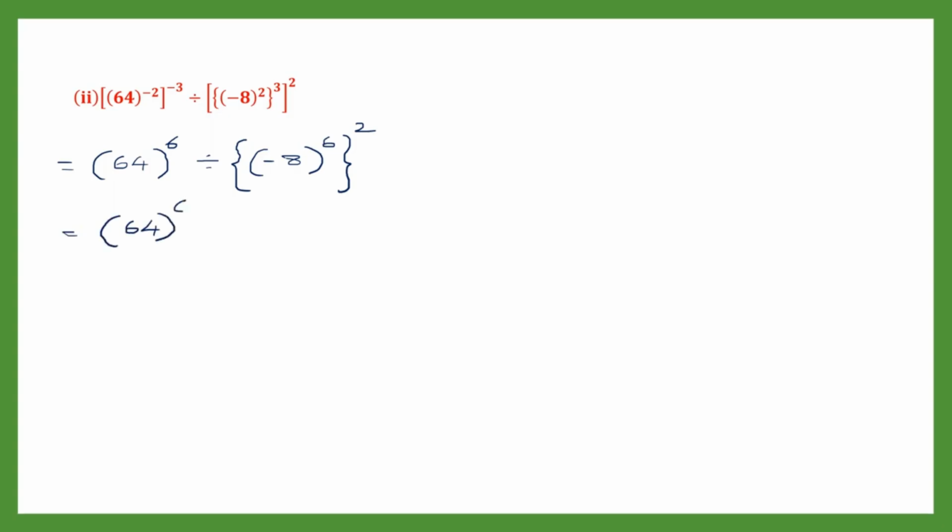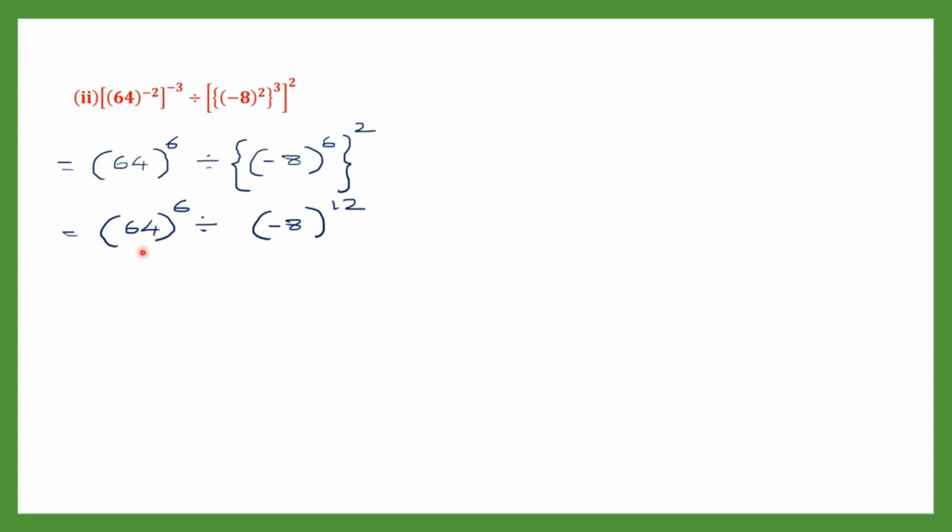So 64 raised to the power of 6 divided by, now here again we can apply the power law. So minus 8 raised to the power of 6, which is raised to the power of 2. That means we can multiply these two, 6 into 2. So this becomes minus 8 raised to the power of 6 into 2 is 12. So now we have 64 raised to the power of 6 divided by minus 8 raised to the power of 12. Now here we can make the base the same.